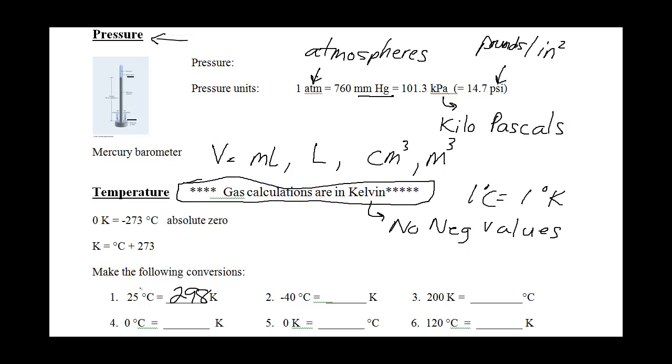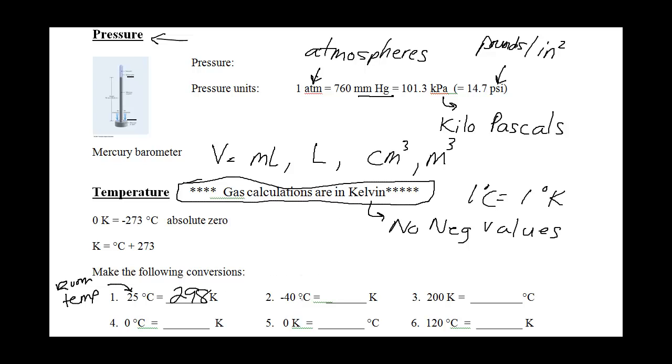298 Kelvin. You might want to make a little note, this is room temp. This is why this shows up a lot in problems, because traditionally room temperature is about 25 degrees Celsius, which is about 72 degrees Fahrenheit, which is usually considered room temperature. So this is why this will show up a lot.